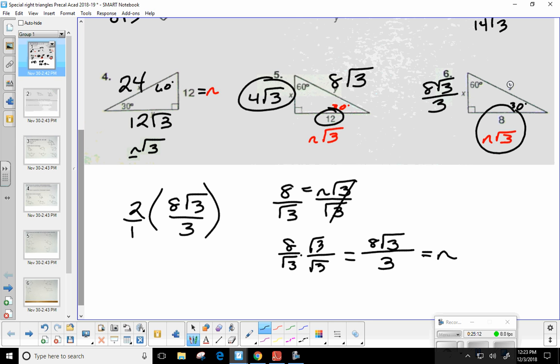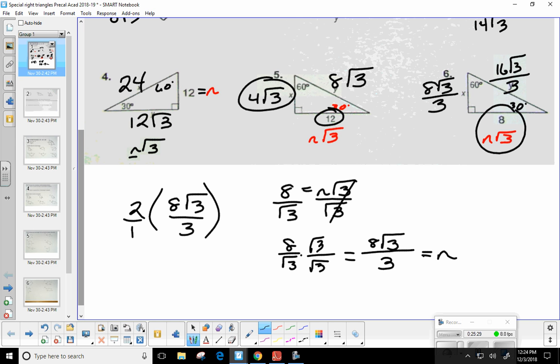So can anybody tell me, what should my hypotenuse be? 16 square root of 3 over 3. Because the 1 times 3 on the bottom gave me the 3. That's it. Okay. How we doing?